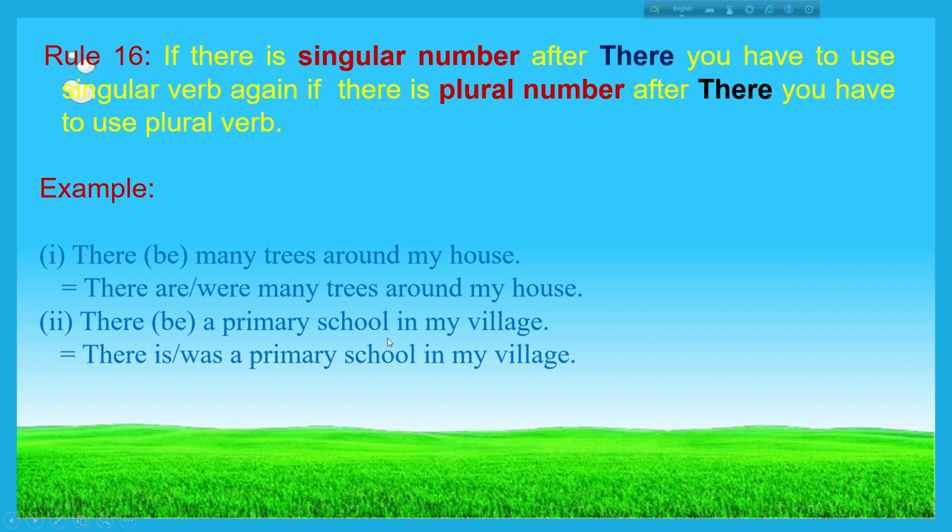There be a primary school in my village. Here a primary school is singular. For that reason we have to use the singular form of verb. There is or was a primary school in my village. So it's also another easy rule. I think you are clear, and you can use the right form of verb in such kinds of sentences very easily.